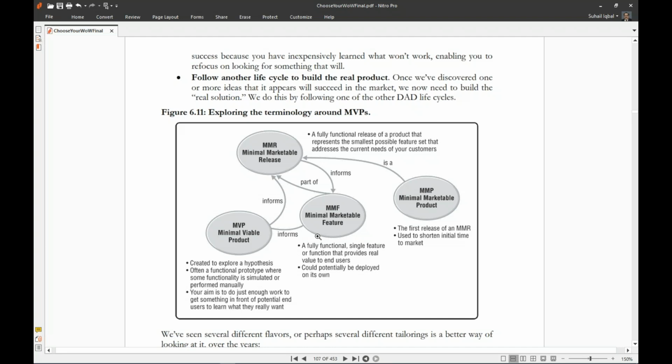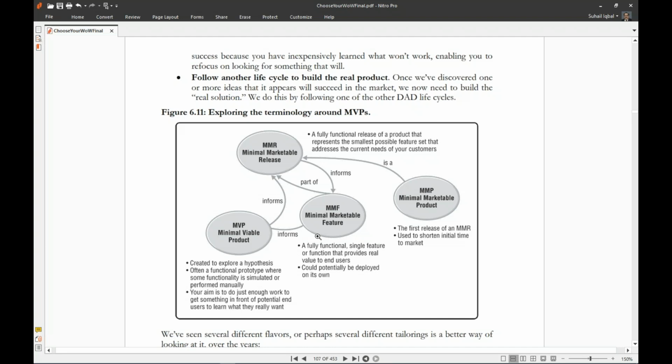An MMR is a fully functional release of a product that represents the smallest possible feature set that address the current needs of your customer. And MMP is what? This is the first release of an MMR used to shorten initial time to market. MMF is a fully functional single feature or function that provides real value to the end user, could potentially be deployed on its own. And MVP, minimum viable product, is created to explore a hypothesis. Often a functional prototype where some functionality is simulated or performed manually.